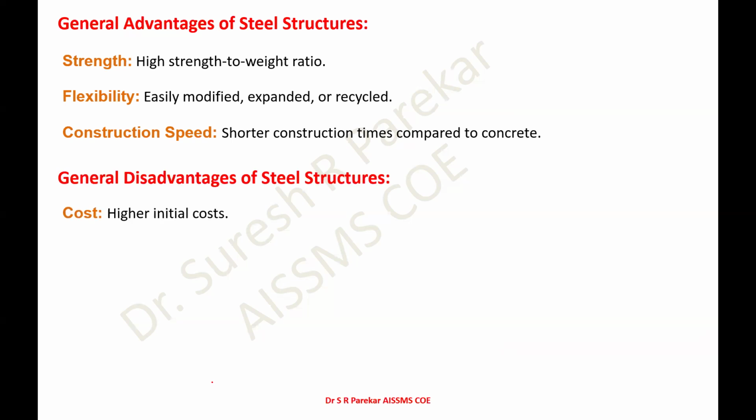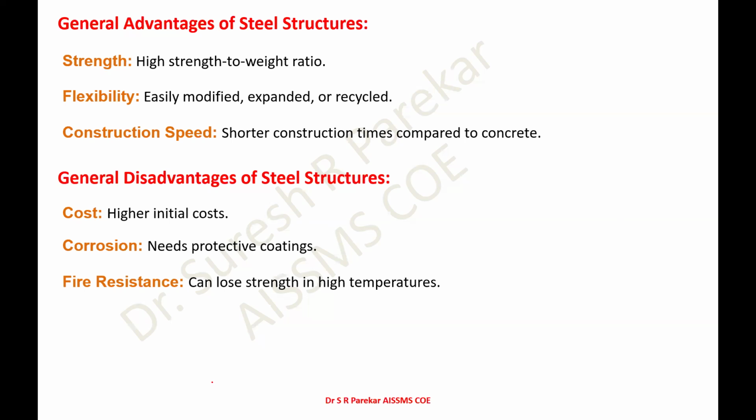Then the disadvantage is higher initial cost, because the cost of steel is large, and therefore automatically the total cost of the structure is large initially. Then corrosion needs protective coatings, because when it comes in contact with water or air, it corrodes, and for that we have to go for protective coatings. Fire resistance: if the temperature goes very high, it can lose its strength, and the temperature required to lose the strength of steel is very high.